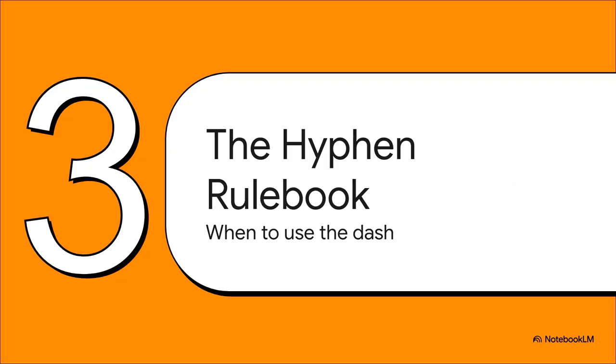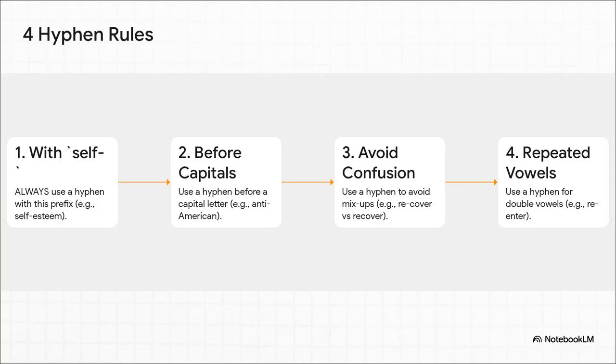Okay, so you've got your toolkit. Now it's time to level up with the advanced stuff. The hyphen rulebook. Yeah, knowing when to pop a dash in there can seem a little tricky, but I promise there's a logic to it. Basically, there are 4 big rules to remember. Rule 1 is a piece of cake.